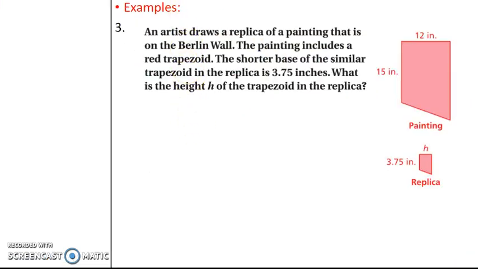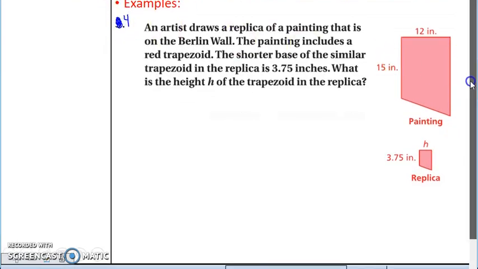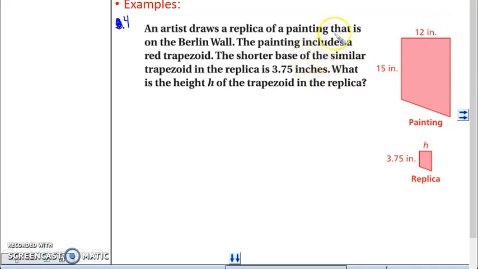This is supposed to say 4. Whoops. Okay. Example 4. An artist draws a replica of a painting that is on the Berlin Wall. The painting includes a red trapezoid. The shorter base of the similar trapezoid in the replica is 3.75 inches. What is the height of the trapezoid in the replica?